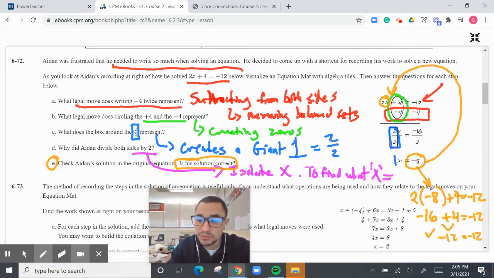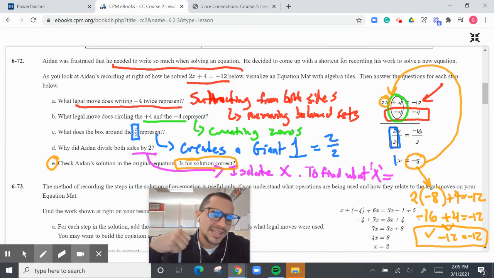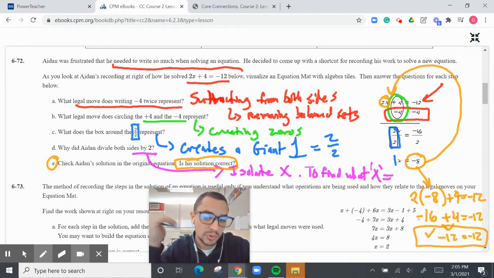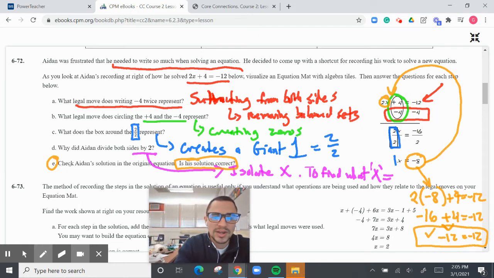If this is a true statement, then you are correct. If it says negative 12 equals negative 12, which is true, you are correct. If it says negative 10 equals negative 10, that's still true. You're correct. If it's 0 equals 0, it's correct. It's true. That means your answer is correct. So negative 8 is correct. Yes. His answer is correct.